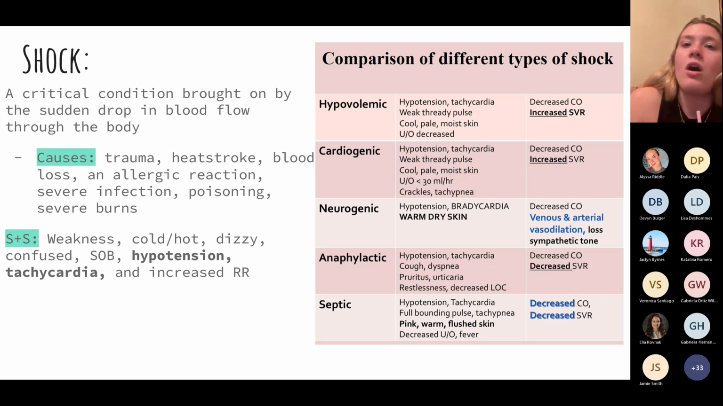Lots of different causes: trauma, allergic reaction, infections, burns, etc. Hypovolemic, that's inadequate fluid volume. Cardiogenic, that's a pump problem. My heart isn't pumping well enough to give me a good blood pressure. Neurogenic, this is an issue with the brain. Anaphylactic, this is allergic reaction. And septic, this is infection.